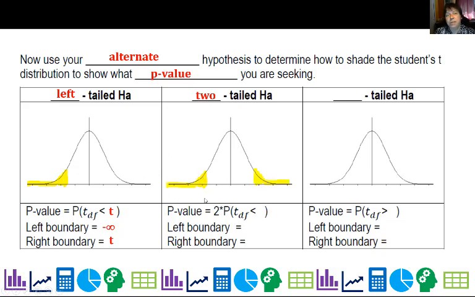For a two-tailed, that means you have both sides shaded. So we can just calculate this left one and multiply it by 2. So our left boundary would be negative infinity to t. And then for a right-tailed, it just switches around, and it would be t to positive infinity for a right-bounded one.